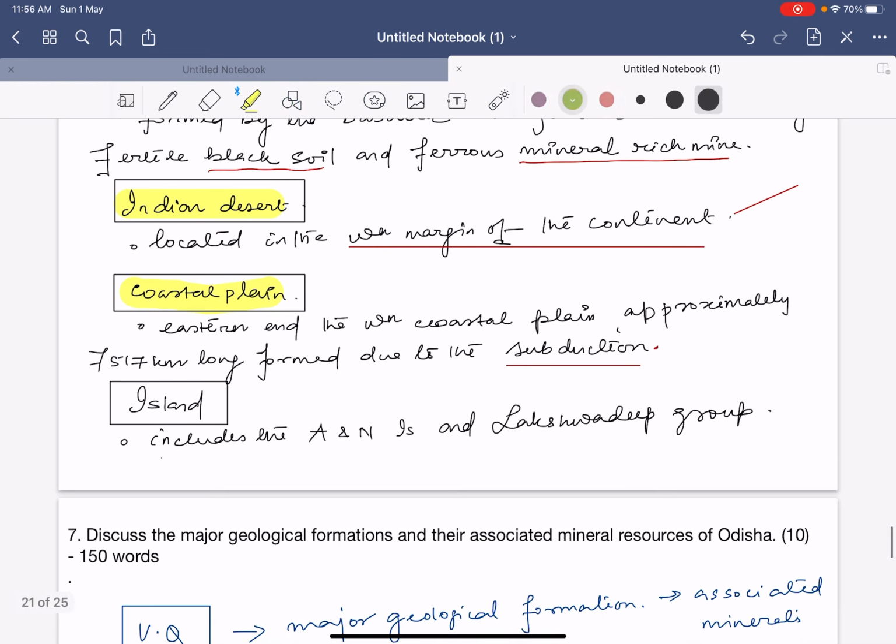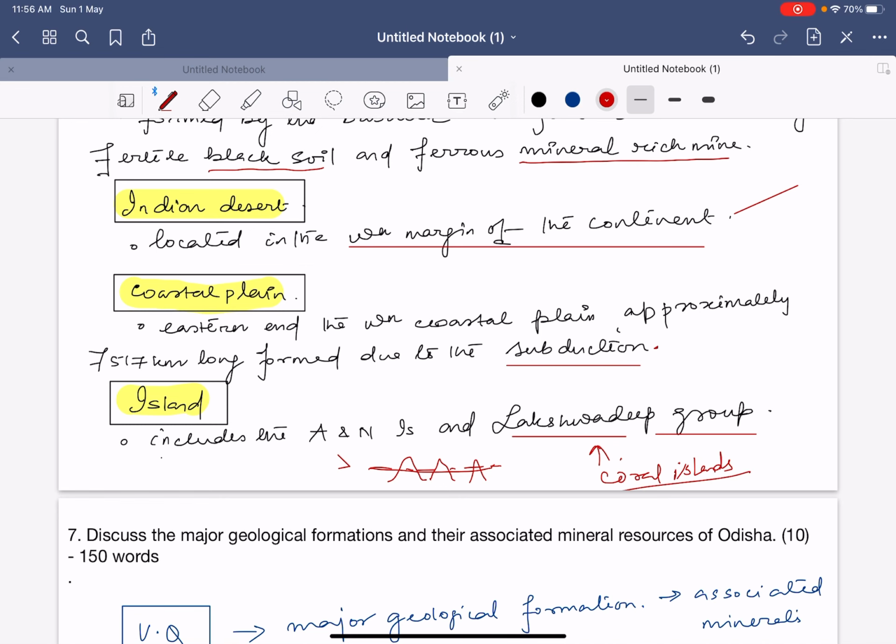Next, we have the islands, which include the Andaman and Nicobar Islands and the Lakshadweep group. Now, the Andaman and Nicobar Islands are basically nothing but the inundation of the mountain peaks. The mountain peaks were basically inundated, leading to the formation of your Andaman Nicobar Islands. And the Lakshadweep group is nothing but your coral islands.